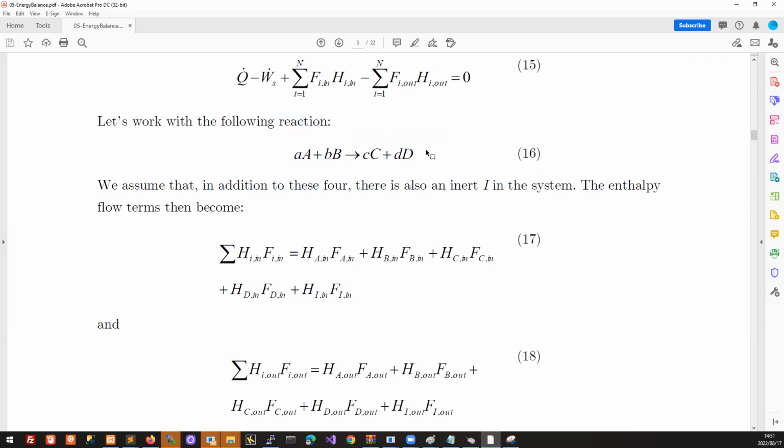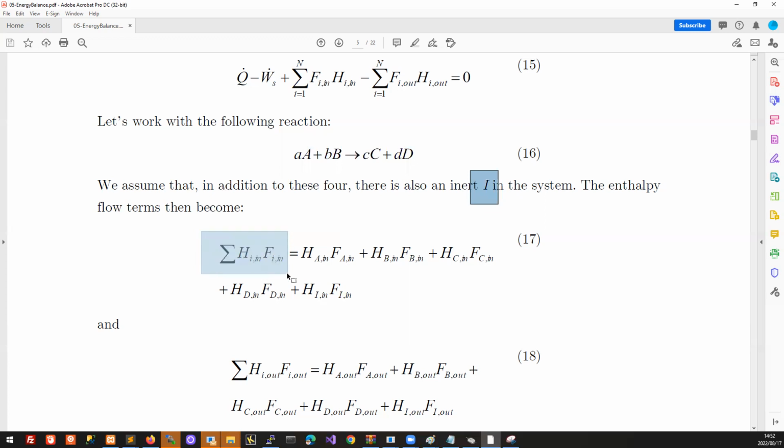So let's say that was our reaction. Then we can just expand in terms of our species. We can see we have these 4 components. And let's say in addition to those 4 components, A, B, C, D, we also have a component I, an inert, something that's not involved in this reaction. So there are 5 species.